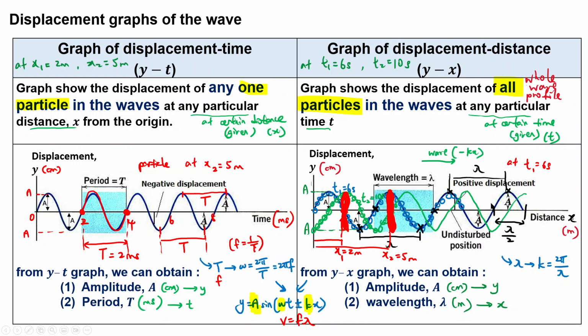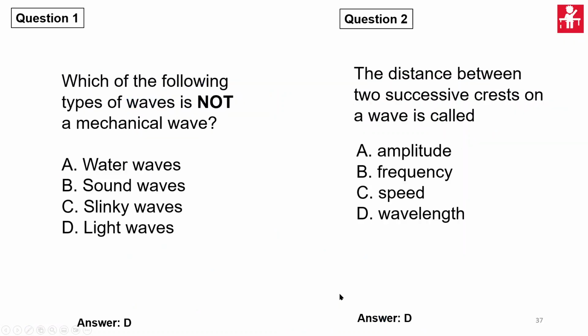We can also get the wavelength from the Y versus X graph. So can we find the wave speed from these two graphs? Can we find the wave speed? Boleh ya. We can find the wave speed, V equals F lambda. So itulah maksudnya.